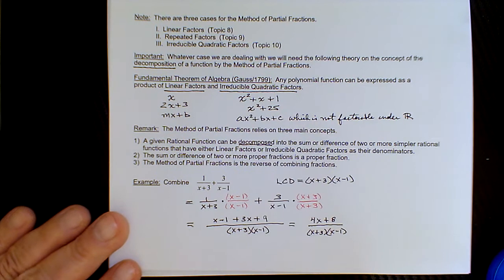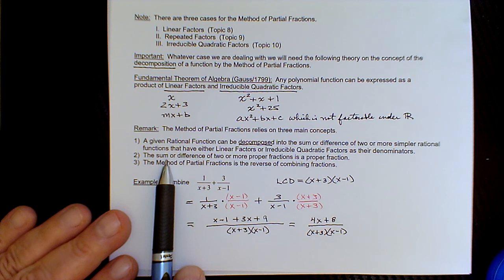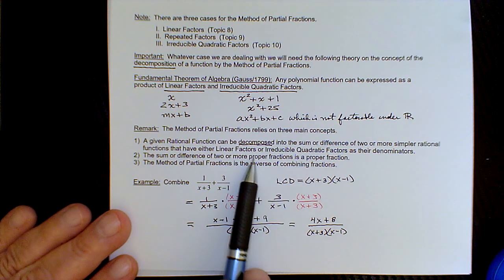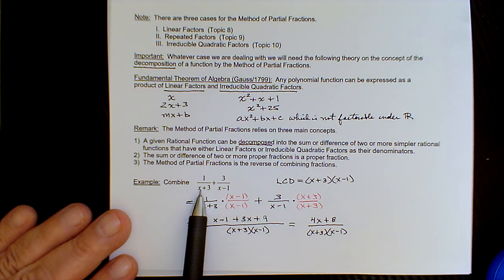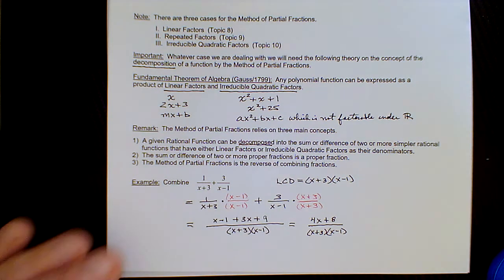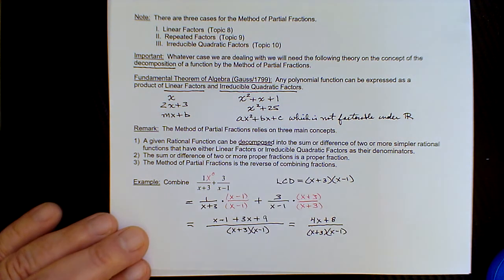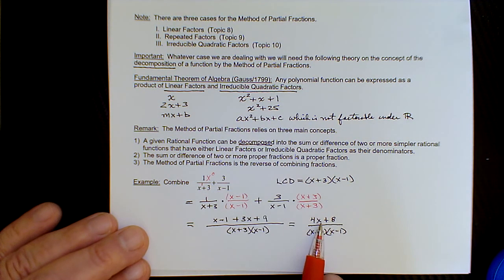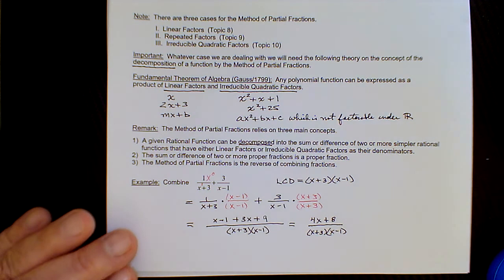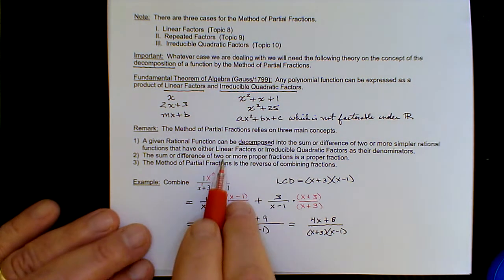So one thing that this example illustrates is the second remark here, that the sum or difference of two or more proper fractions is a proper fraction. Notice that each of these was proper because the degree of the numerator is 0, there's really an x to the 0 up there, you just can't see it, and the degree of the denominator is 1. So these are both proper. And here we have a proper fraction because the degree of the numerator is now 1, and the degree of the denominator, if you imagine foiling this out, you get x squared as your first term, obviously. So it illustrates that second remark.